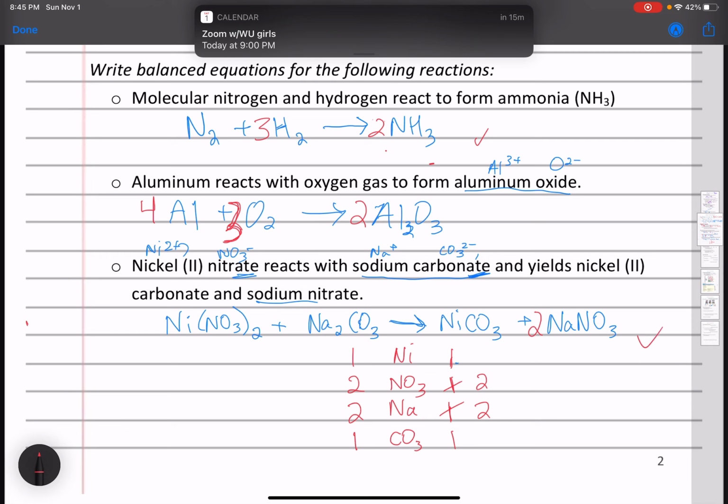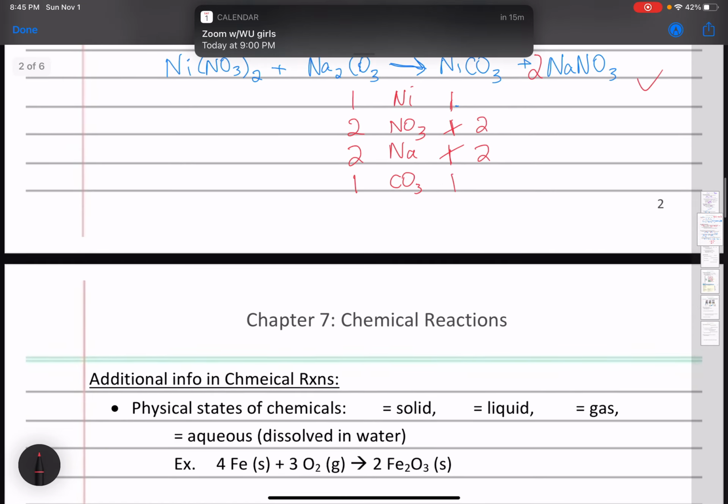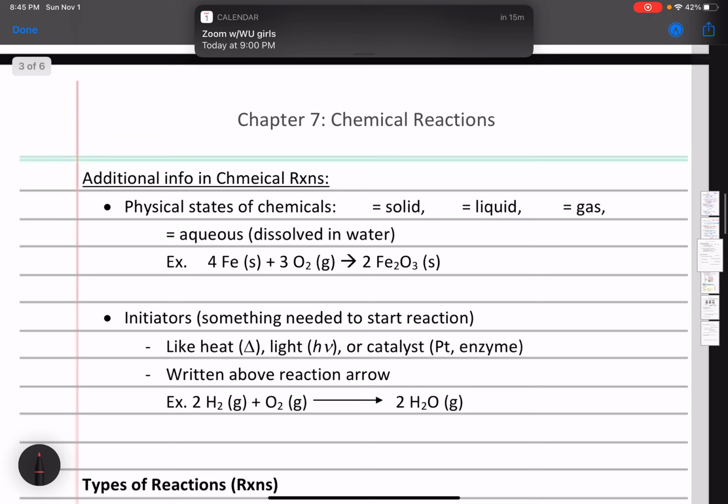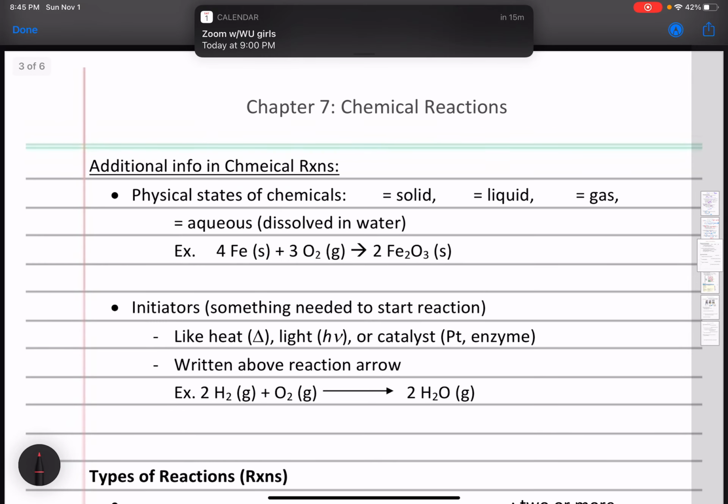So now we got a balanced equation. All right, so practice, practice, practice balancing equations and writing balanced equations.